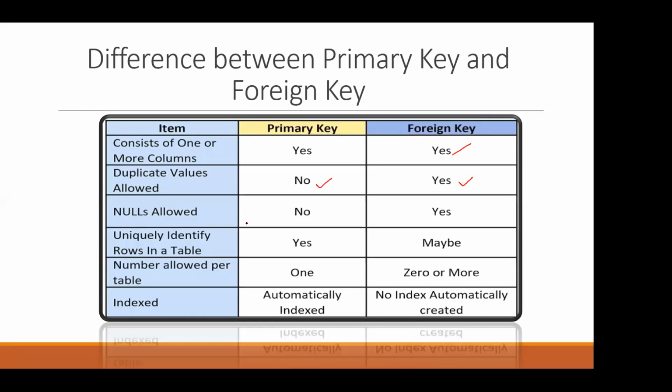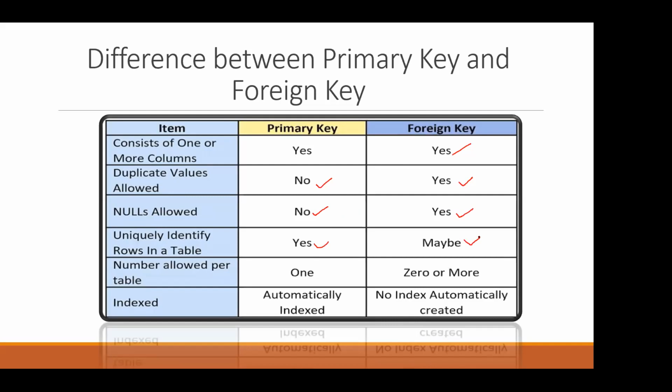And now null values. What is the null value? The primary key will not accept null values, whereas a foreign key will accept null values. Try to understand: does it uniquely identify rows in a table? Using a primary key, yes. Foreign key, maybe, so we cannot give a 100% assurance, maybe, maybe not. It can access the row of data by using the foreign key.